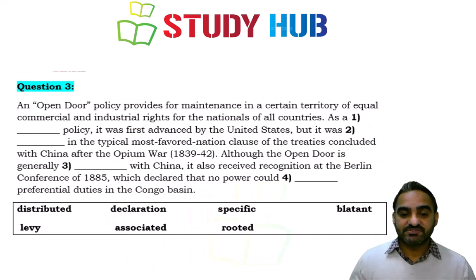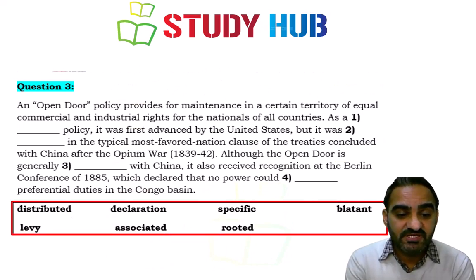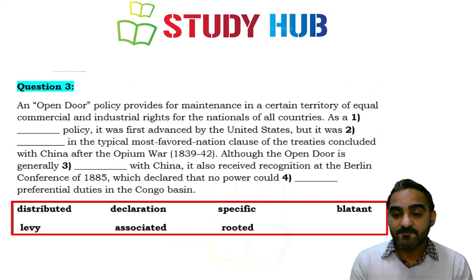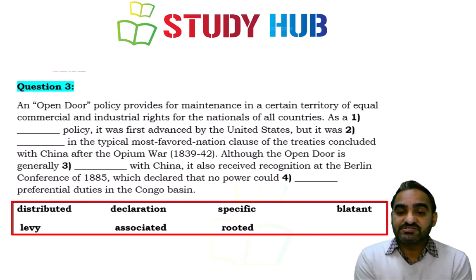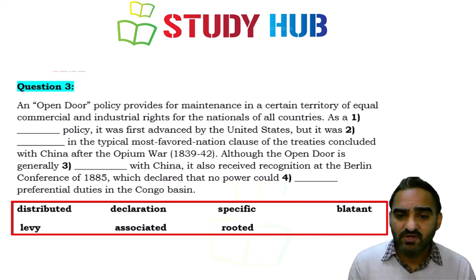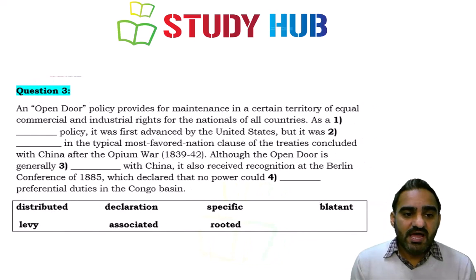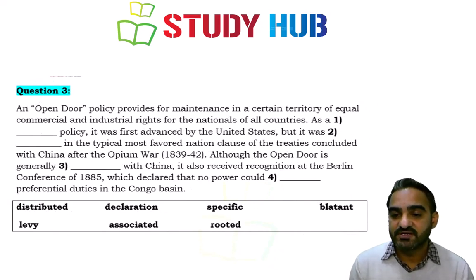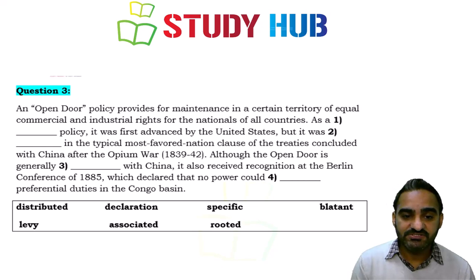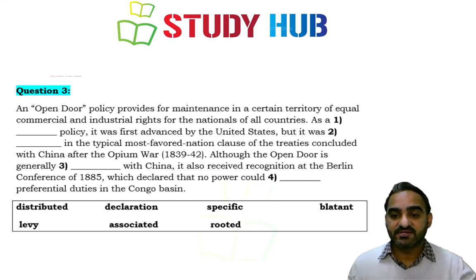Okay, this is the next question. Now look at the options quickly. Distributed, ed verb, declaration, specific, blatant, levy, associated, rooted. It's okay if you don't know the meaning of all the words, but try to quickly see what the words are. An open door policy provides for maintenance in a certain territory of equal commercial and industrial rights for the nationals of all countries. As a dash policy, it was first advanced by the United States.